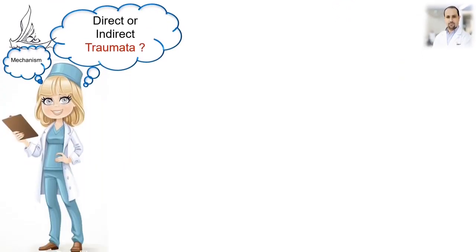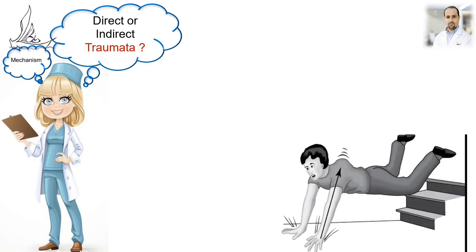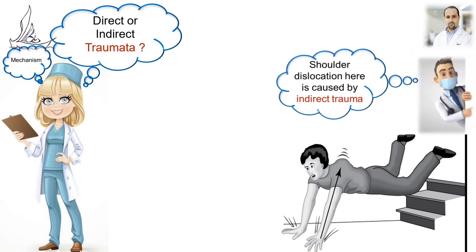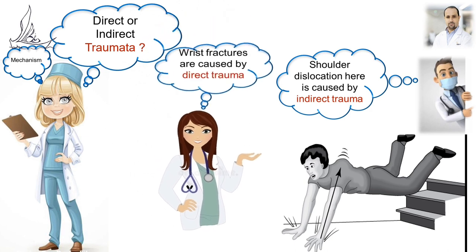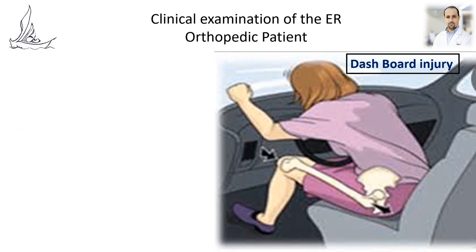By the way, what are the differences between direct and indirect trauma? To answer this question, it's better to explain by discussing examples. The first example, in the case of falling downstairs, shoulder dislocation is caused by indirect trauma, as the contact point with the ground is far from the shoulder. And in the same example, wrist fractures or dislocations are caused by direct trauma, as they are at the contact point with the ground.